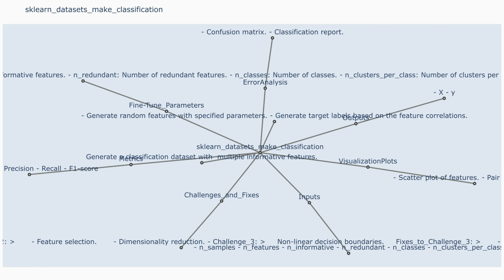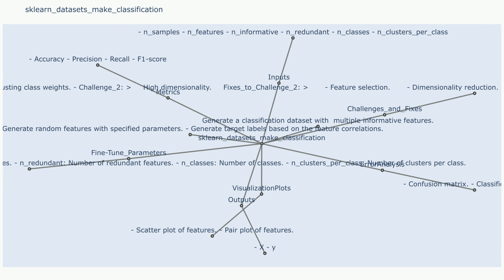sklearn.datasets.make_classification. Description. The make_classification function is a utility for generating synthetic classification datasets in scikit-learn. It allows you to create datasets with different characteristics for exploring and testing classification algorithms. Inputs. n_samples: the number of samples to generate.